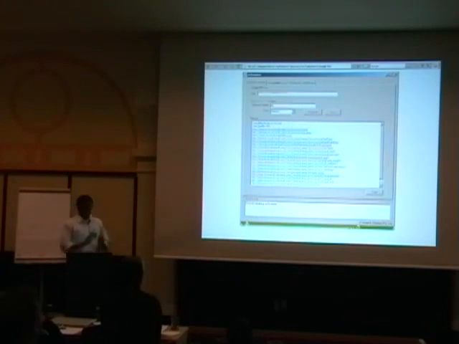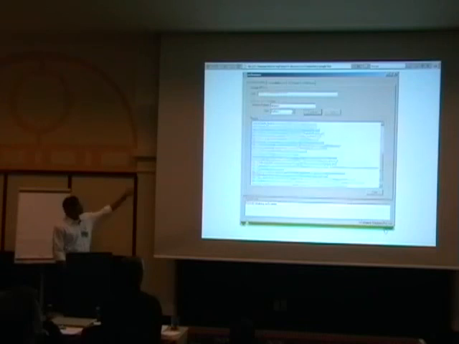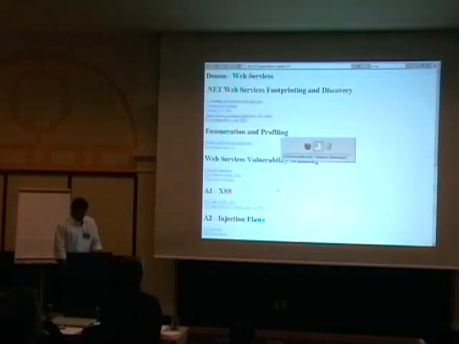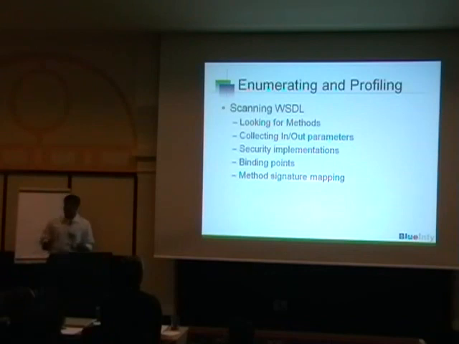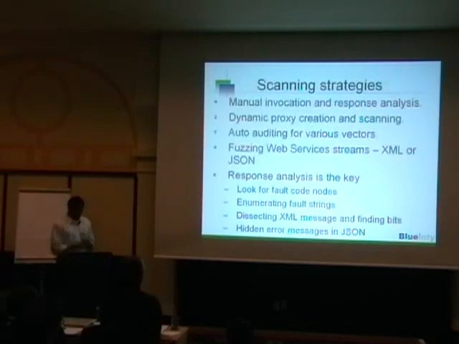On top, you can do a pattern matching where you are looking for, say, a web service running with something related to Amazon. So you can do a pattern matching and run the services, and you get a list of web services running with the Amazon name. So this is on footprinting. Once you have footprinted and discovered an ASMX file, you can call the WSDL file. It is like an interface language file, an IDL file for RPC stubs. This is the web services stubs. So you scan the WSDL, looking for methods, collecting input and output parameters, security implementation, looking for binding points, mapping method signatures, and then pretty much you can hack or assess your web services.